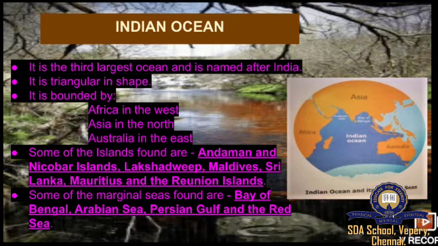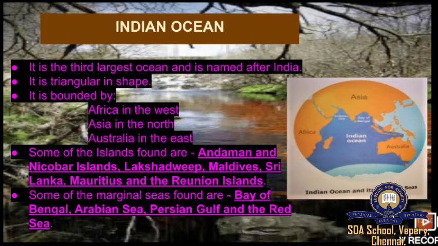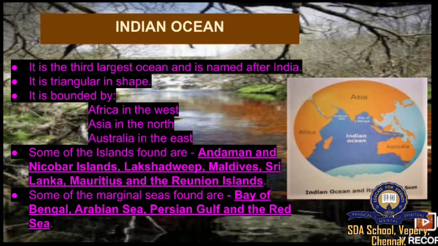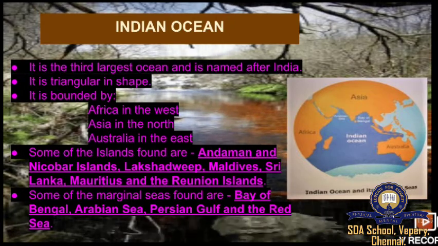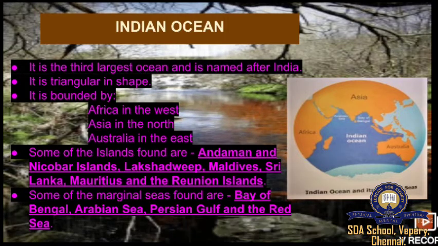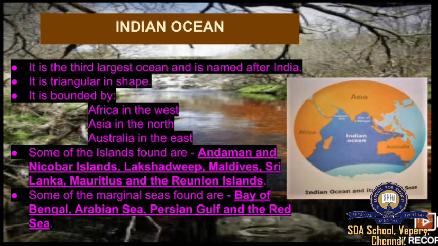And Indian Ocean is named after India. It is triangular in shape. It has Africa on the left, Asia on the top, and Australia on the right side. So that's all for the Indian Ocean.